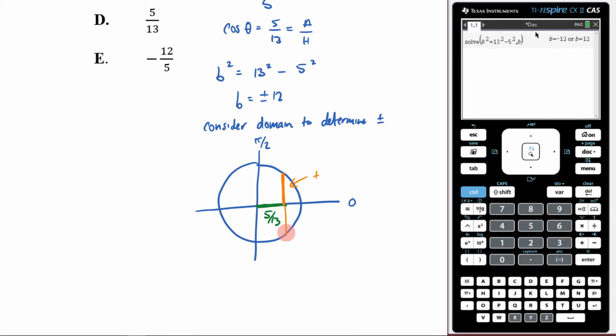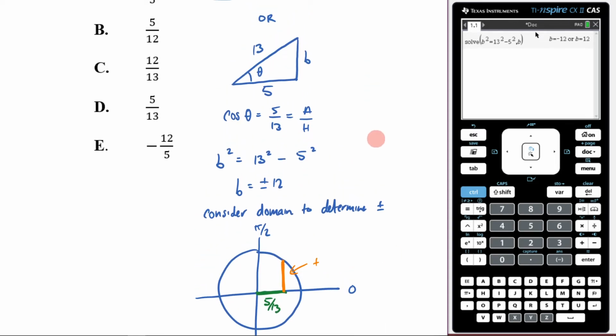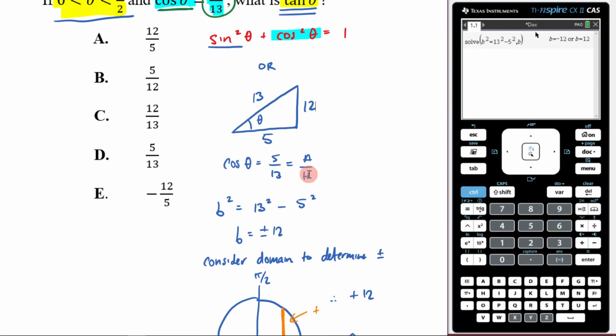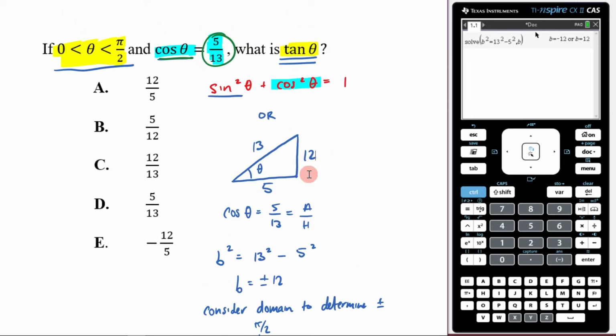It would be negative if it was going down, right? That's negative, but that's up, so that's positive. So that means this b value here, which corresponds to the sine value, is going to be positive 12. So therefore, positive 12. So you need to make sure that you can think these questions through as to whether or not they're positive or negative, because that's normally where people get tripped up.